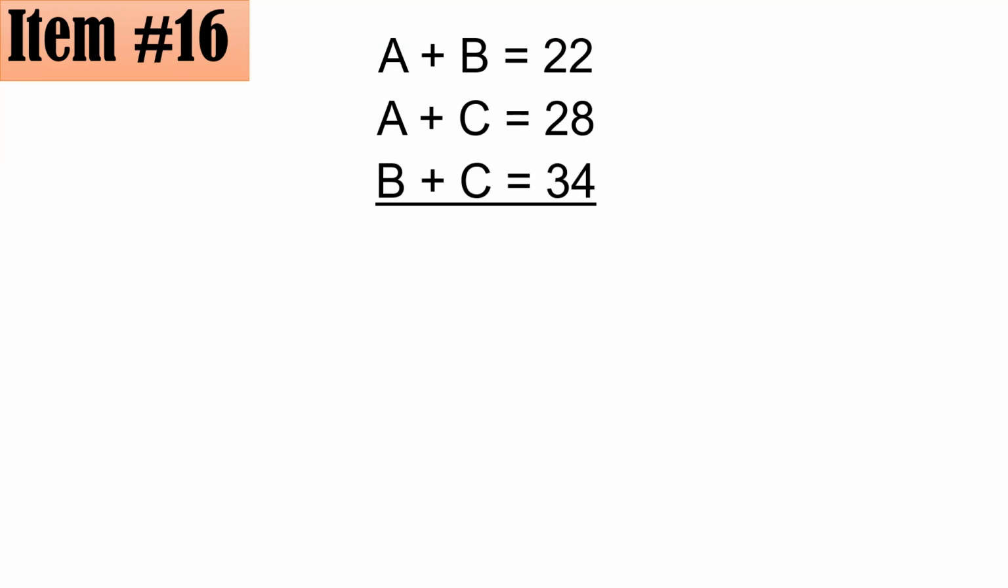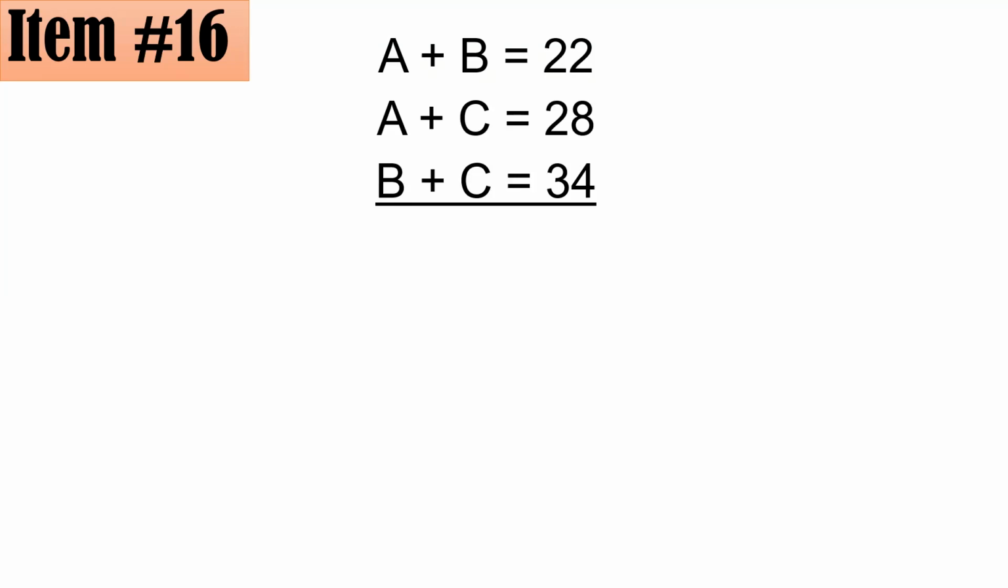Ito po yung ginawa ko. I don't know what those 3 numbers are. So I represented them as A, B, and C. So sabi by pairs eh. So let's say the first pair is A plus B equals 22. Yung second pair, A plus C equals 28. And yung third pair ay B plus C, which is 34.